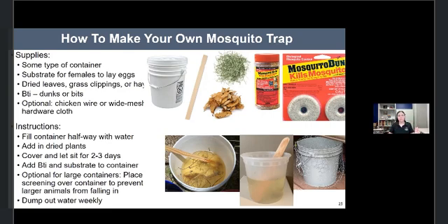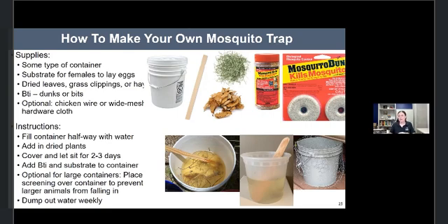Super easy. You have BTI in it, so you don't have to dump this out every week, but I suggest dumping the water out weekly and replenishing it so that you are ensuring that every single mosquito larva dies, because that's the whole goal, is to get rid of the mosquitoes by getting rid of the larvae, because it's easier to control larvae in a container habitat like this than it is to control the adults that are flying around.